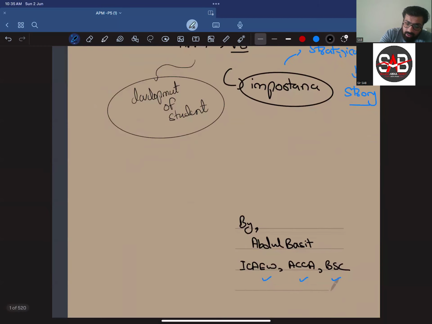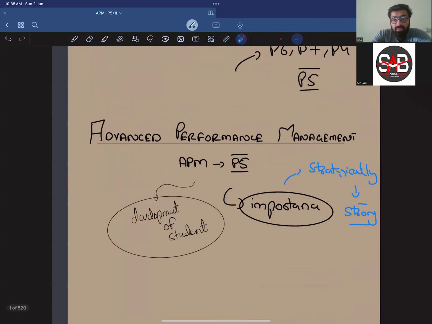Your facilitator is here. That's Abdul Basit. I'm ICAEW, ACCA, and BAC qualified. I have been working with one of the largest manufacturing sectors of Pakistan for 4 years. So a mix of teaching and corporate experience leads towards signifying some topics that are very difficult to understand, and it makes them easy to understand, right? Because one who has corporate experience along with teaching experience can give such insights and such practical examples that lead you to pass this paper easily, right?